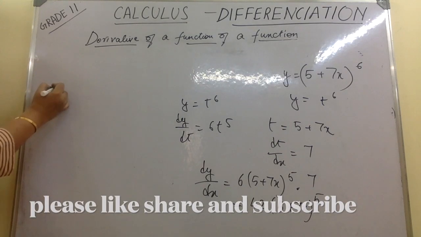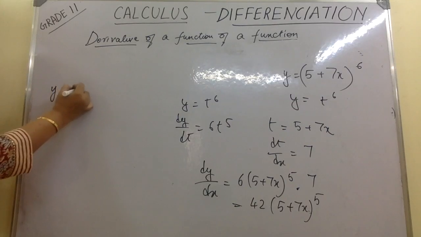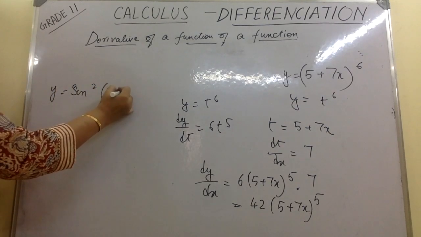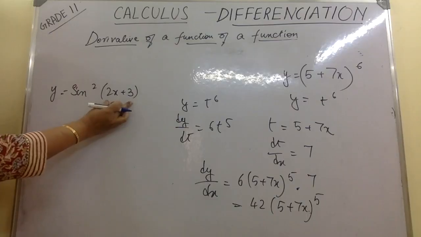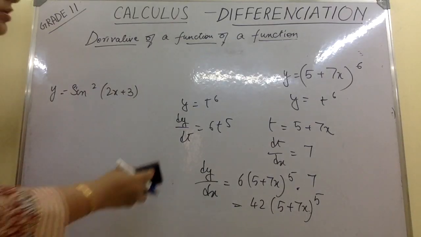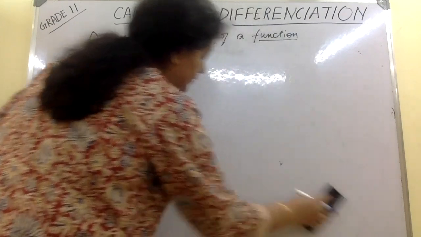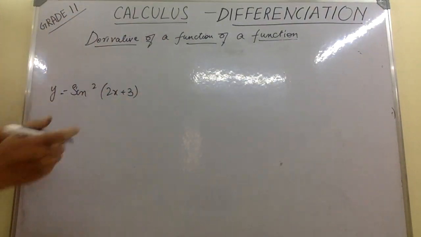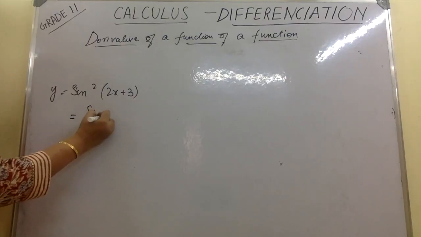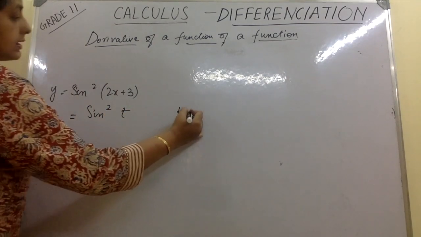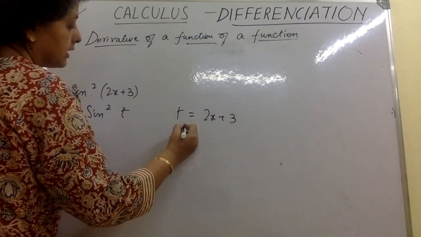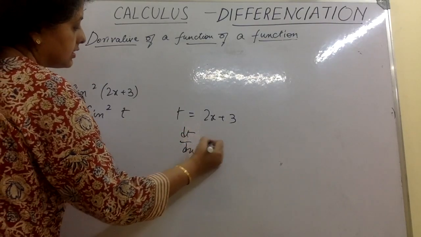Next question is y is equal to sin square of 2x plus 3. Now you say this itself is a function of x. It's not just x, it's a function of x. That is why we say function of a function. So what to do? sin square t, t is equal to 2x plus 3. dt by dx is 2.